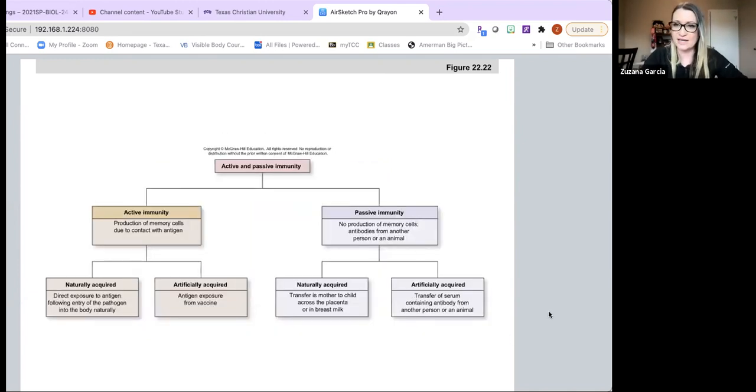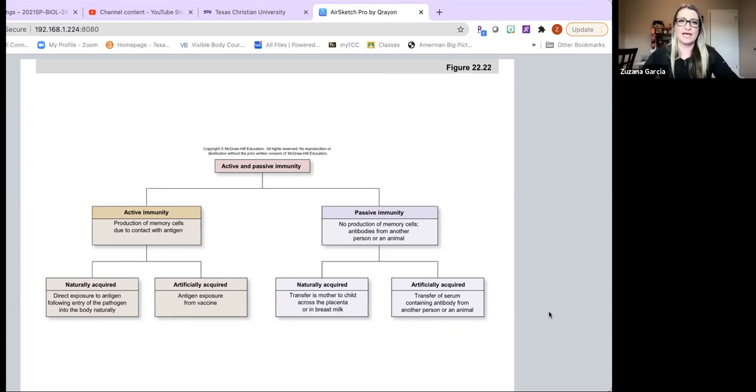The last thing is active and passive immunity. Here again, I would recommend maybe drawing the flow chart yourself a few times so that you know what belongs where. This is really not that difficult. Just make sure that you are aware of what belongs where. So we can talk about our immunity as being active or passive, and this depends on how your body is getting the antibodies. Is your body making the antibodies itself, or are you getting the antibodies from something else or someone else?